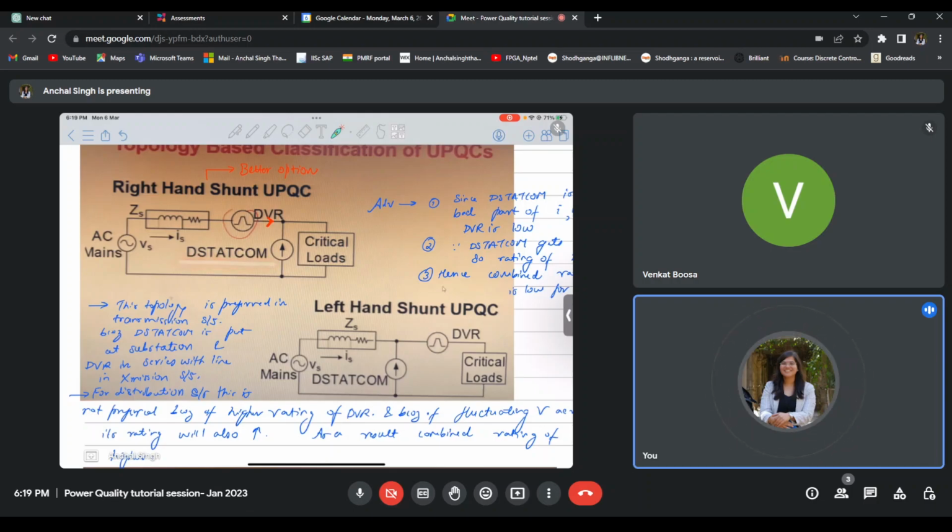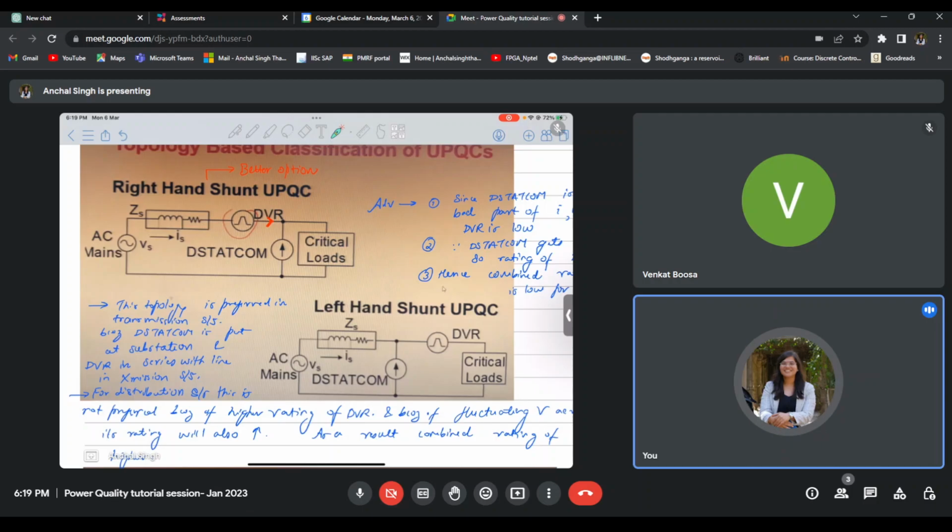So, in the right hand shunt type of UPQC, the rating of my overall UPQC is reduced because of what I just mentioned. Because of the reduction in the rating of the DVR and the rating of the D STATCOM, my overall rating of UPQC reduces. That is why right hand shunt UPQC is the most popular kind of UPQC actually used in our distribution system.